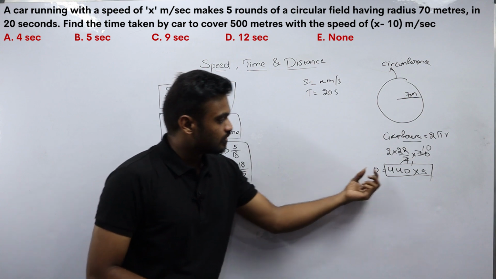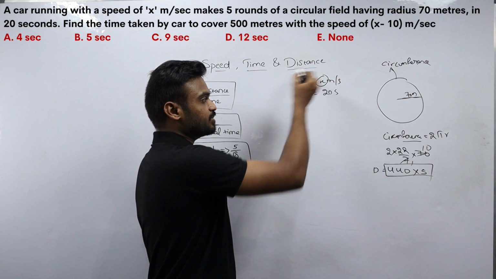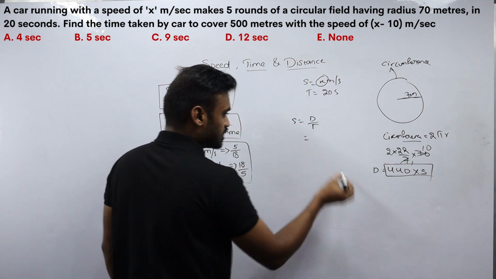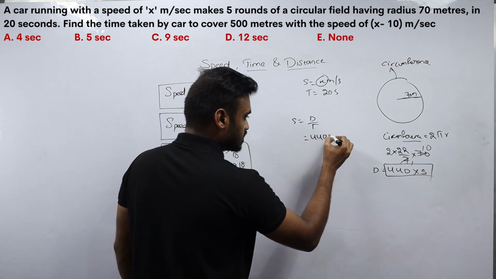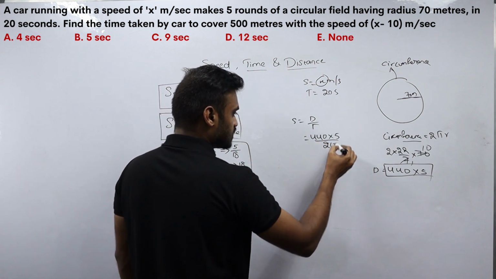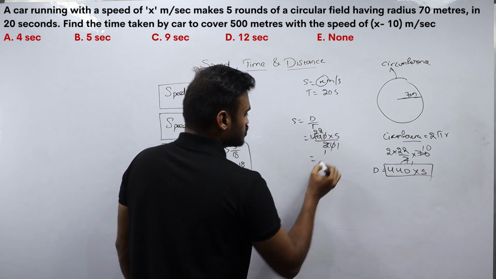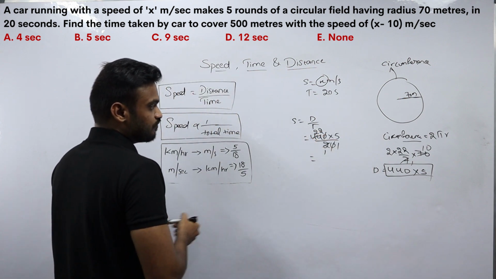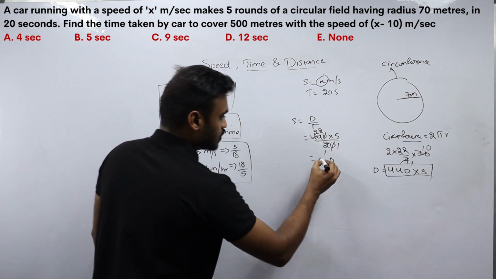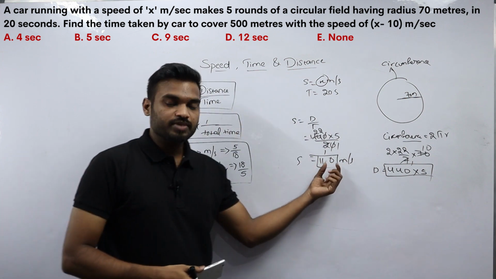Now we have found the distance and the time. We need to find the speed here, that is x meters per second. Speed equals distance by time. So the distance is 440 into 5, by time 20. The 0s will be cancelled, and 2 ones are 2, 2 22s. So I get 22 into 5, that is 110 meters per second. Speed equals 110 meters per second.